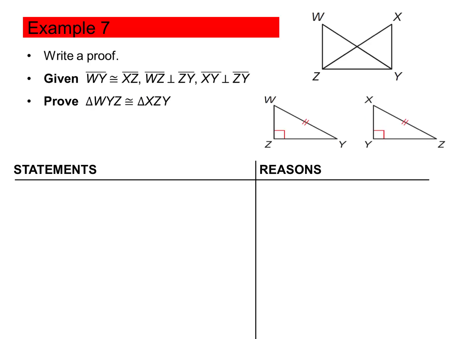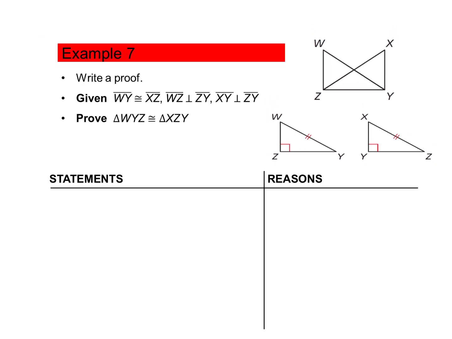All right, and the last one is a proof. This one should be more on the easier side. So looking at this, first go ahead and write down what's given. I have WY is congruent to XZ. I have WZ is perpendicular to ZY. And then I have XY is perpendicular to ZY. And this is all given.